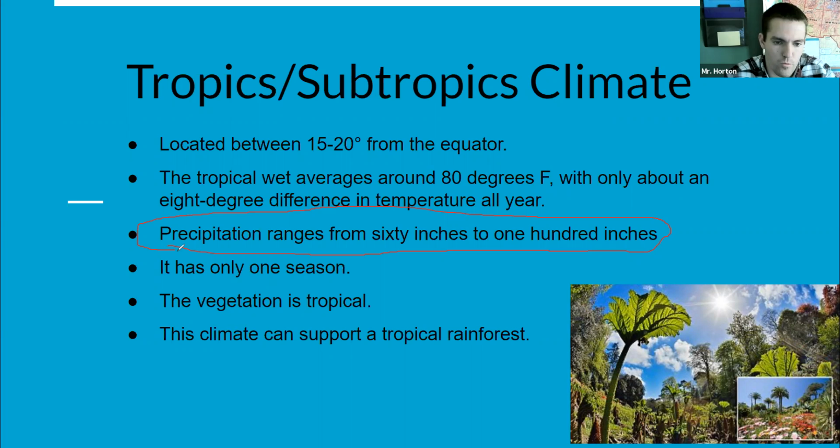If you really like warm weather and sunlight and you like listening to rainfall, you can move to the tropic region. The temperature changes only about 8 degrees throughout the entire year, staying within about 72 to 88 degrees. It only has one season since the temperature stays about the same all year, with a lot of rainfall, 60 to 100 inches.